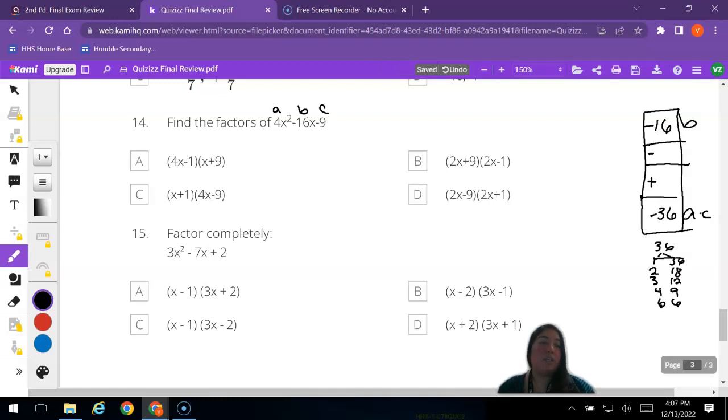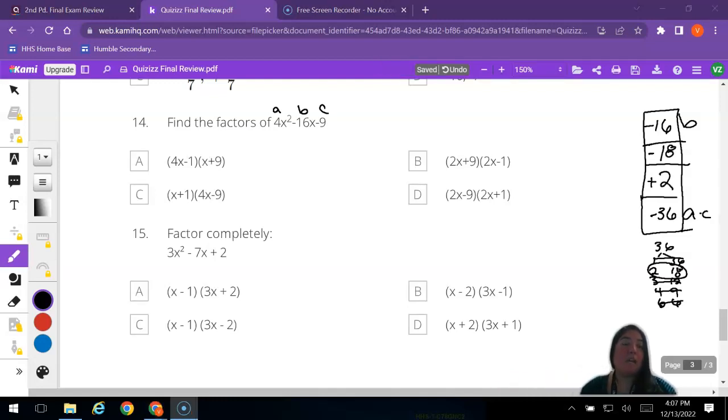2 and 18, 3 and 12 would be 15 or 9. Nope. 9 and 4 would be 5 or 13. Nope, not these. This is the perfect pair. Put the larger number on top, smaller number on the bottom, and we found both of our numbers that we can use. So now, let's think about it. Negative 18 times 2 gives you 36. Yes, it does. Negative 18 plus 2 gives you negative 16. Yes, it does. These two numbers are perfect.